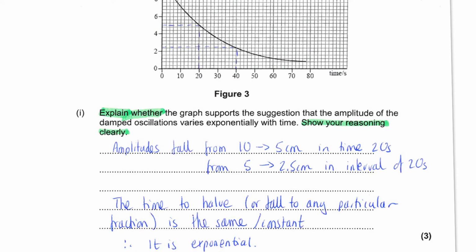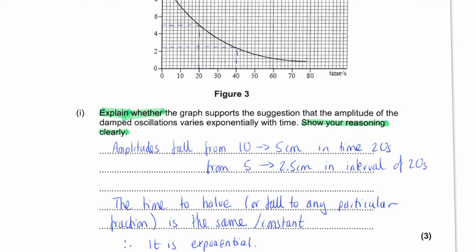When you have an exponential decay, it means that the value, in this case for amplitude, must fall by the same factor for any given time interval. So I've chosen to look at the amplitude falling by a factor of 1/2, so falling from 10 to 5 centimetres, and I've marked on the graph to show that that takes a time of 20 seconds.